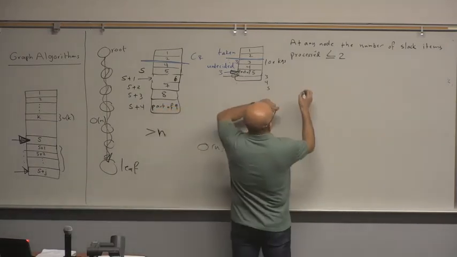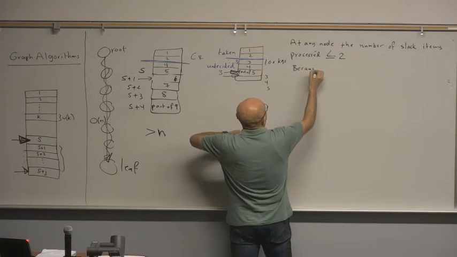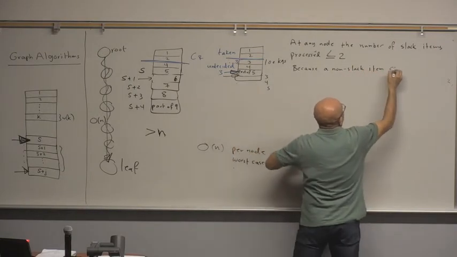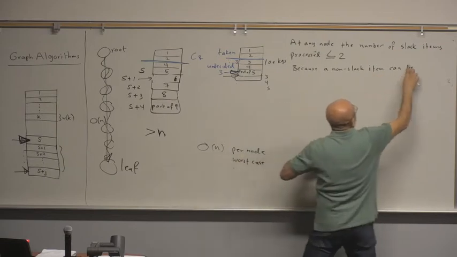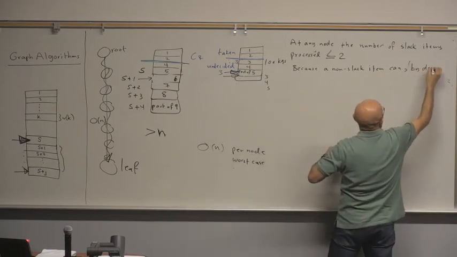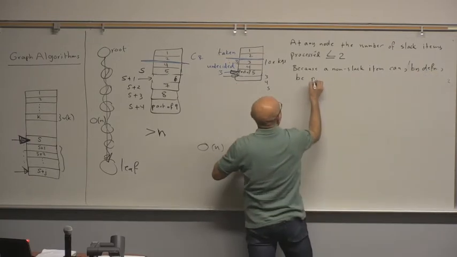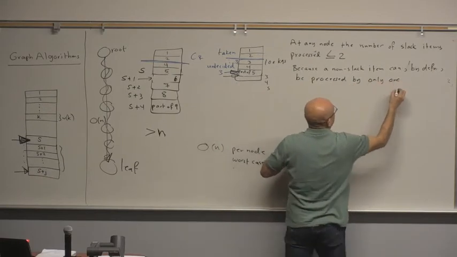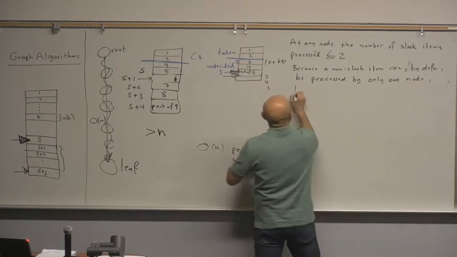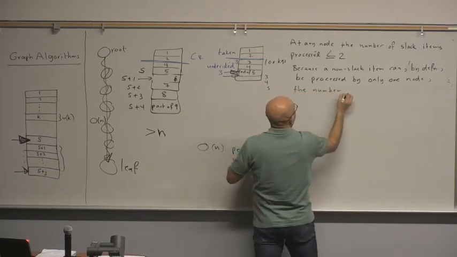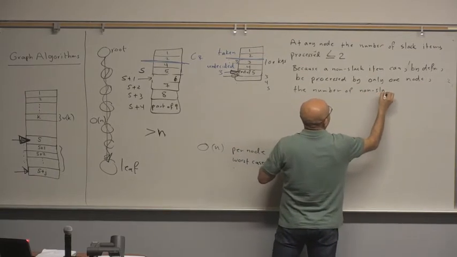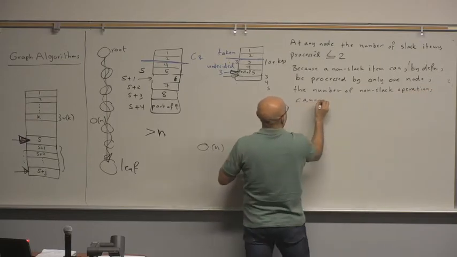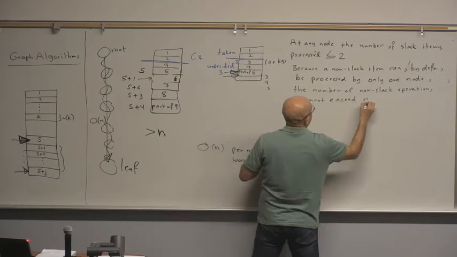Okay, so because a non-slack item can, by definition, be processed by only one node, the number of non-slack operations cannot exceed n.